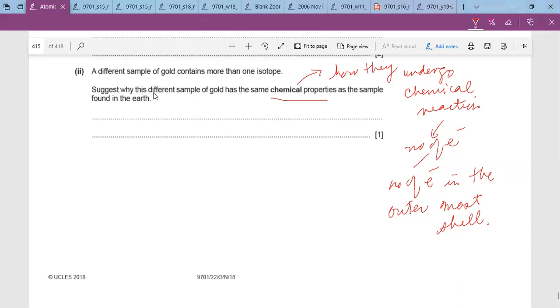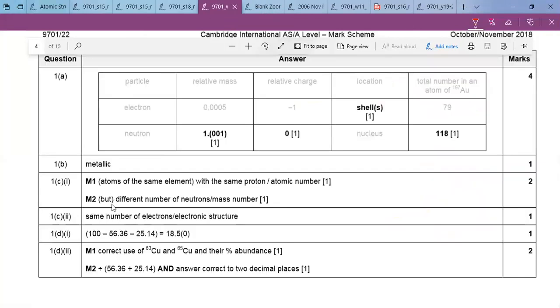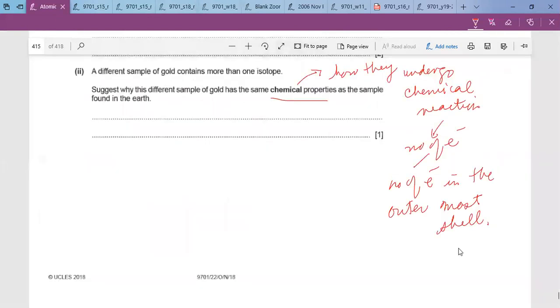Correct, okay. So explain why this sample of gold has the same chemical properties, right? Same chemical properties means that they have the same number of electrons there in the outermost shells. You know. Same, because they have the same electronic structure. Very good. Normally I say same number of electrons in the outermost shell. Same electronic structure, or electronic configuration. Same configuration. So all the same for all the isotopes, all the time here.